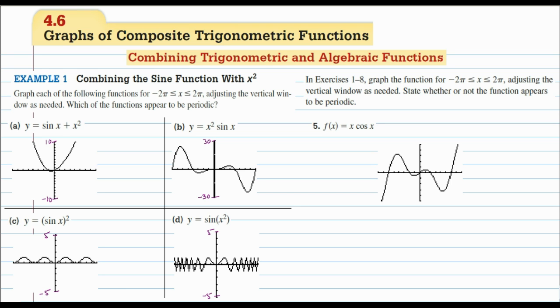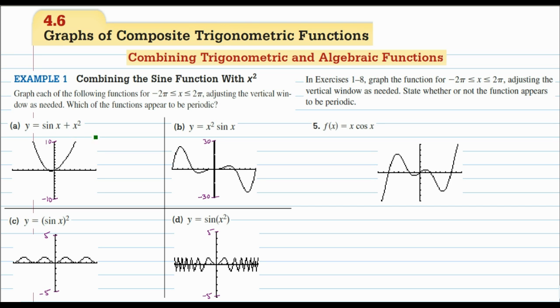So example 1 has a, b, c, and d where they have added x squared, multiplied by x squared. They have composed the sine function into x squared, and then they have composed x squared into sine. So I have graphed each of these ahead of time, and I've used the window negative 2 pi to 2 pi. My change in x has been pi over 4. And I adjusted the vertical window sometimes, and we're going to see which functions appear to be periodic.